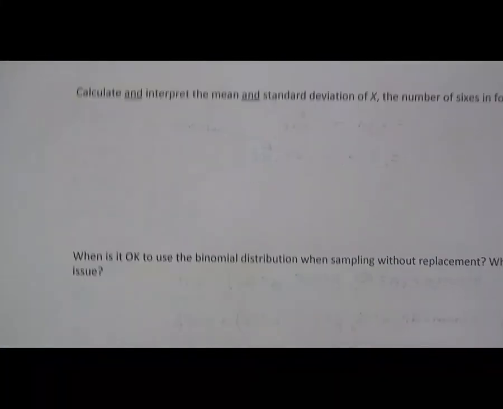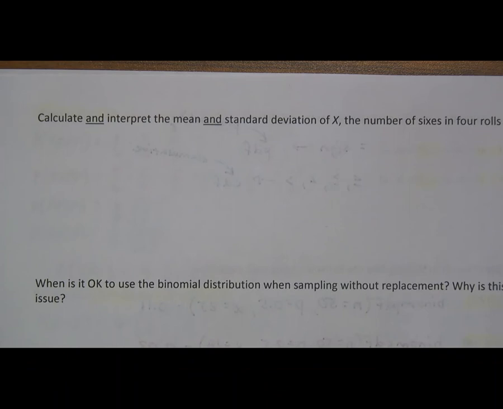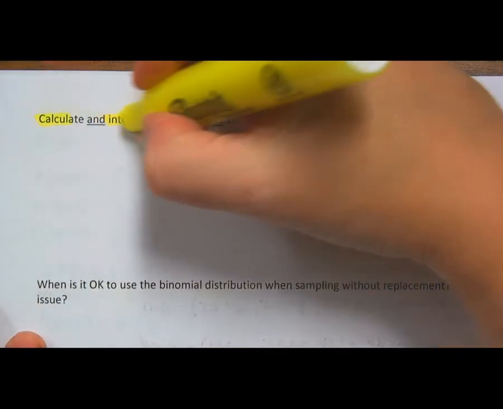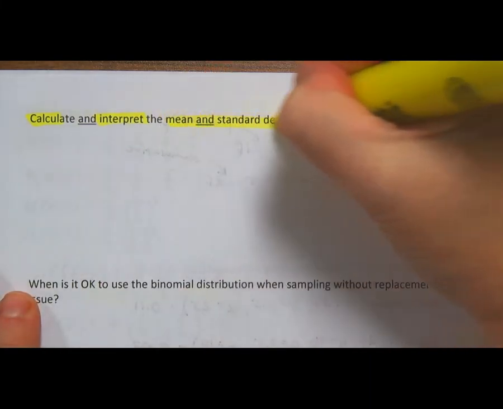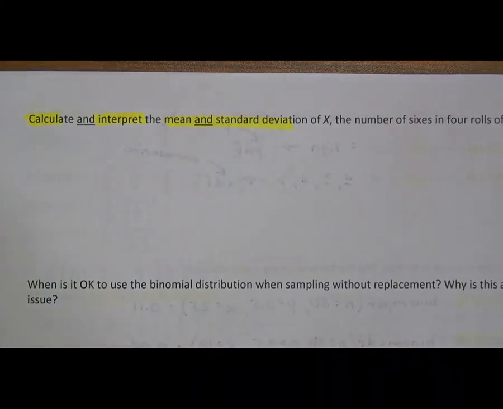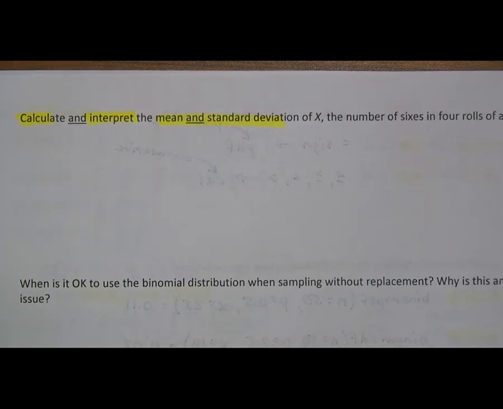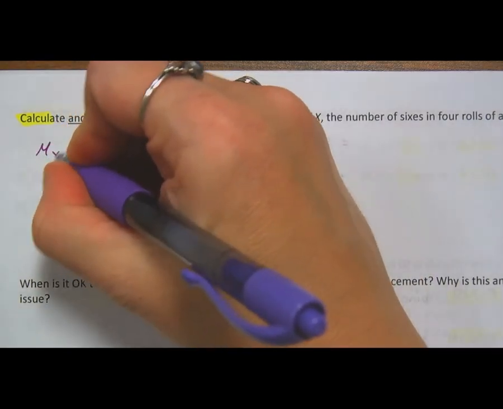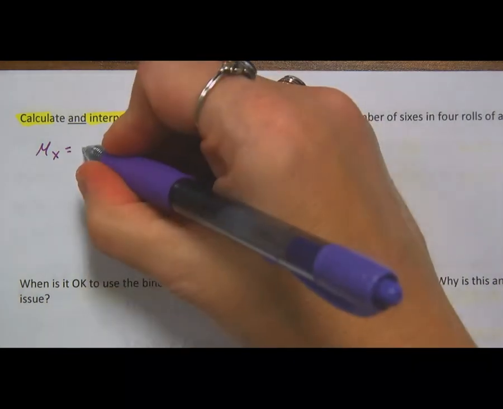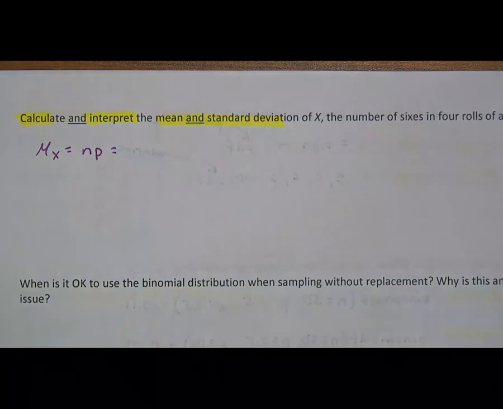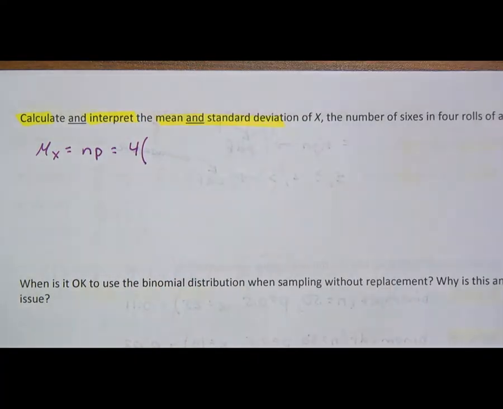I think for us, it's the interpret piece that's going to trip us up. Calculate and interpret the mean and standard deviation of the number of sixes in 4 rolls of a die. We know that this is a binomial setting. If you want to know the average, the mean, in a binomial setting, do n times p. How many trials are we performing? 4 rolls. What's the probability of success that you get a 6?